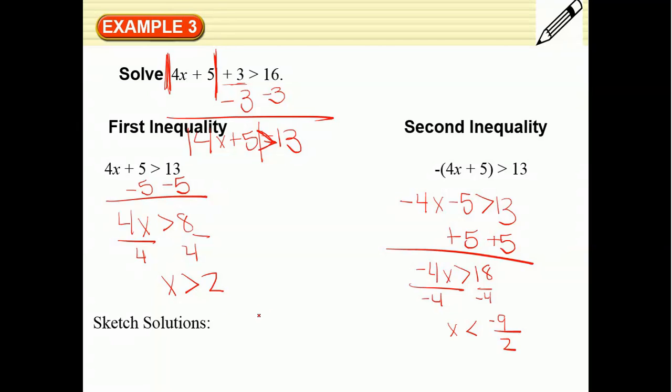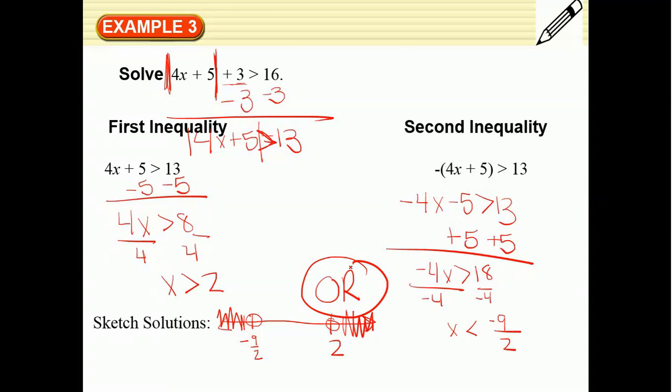Let's graph that. Let's see what kind of, are we going to get an and or an or on this problem? So let's graph that on my number line. So I have negative 9 over 2 over here, 2 over here, both open dots, right? Because it's just greater than or less than. X is greater than 2, and it's pointing to the right, so I'm going to shade on that side. And x is less than negative 9 over 2, so less than is going to go that way. Remember, if they go away from each other, you're going to have an or inequality. So you're going to want to write your answer as x is greater than 2 or x is less than negative 9 over 2.